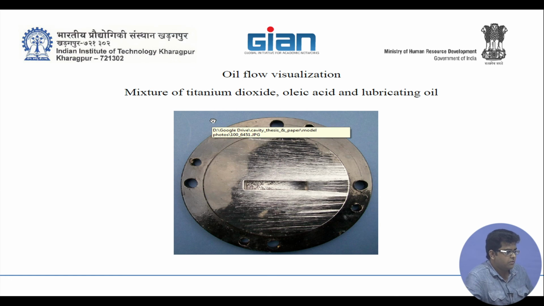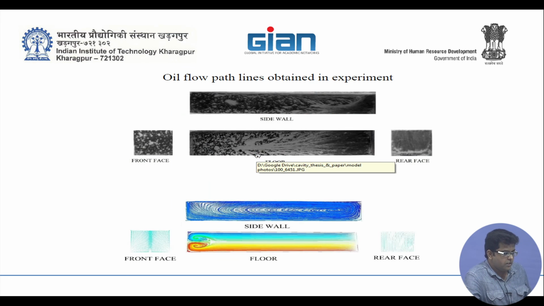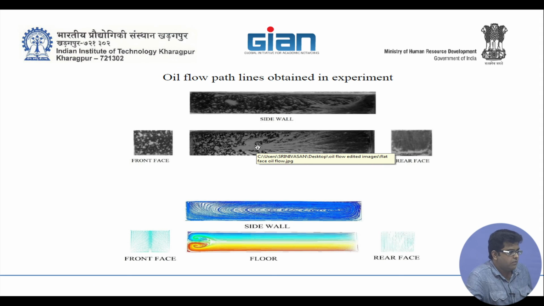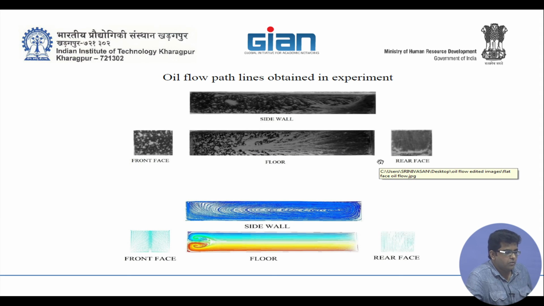We have used a mixture of titanium dioxide, oleic acid, and lubricating oil. Once you spray that, this is the oil flow path lines obtained in the experiment. For oil flow also we keep CFD data as a reference. Although here, as the cavity width was so small, whatever path lines we obtained in the experiment were not that clear. But here on the side wall you can see the recirculation, which is quite close to what we got in CFD. So we need to keep this as a reference before doing the experiment.